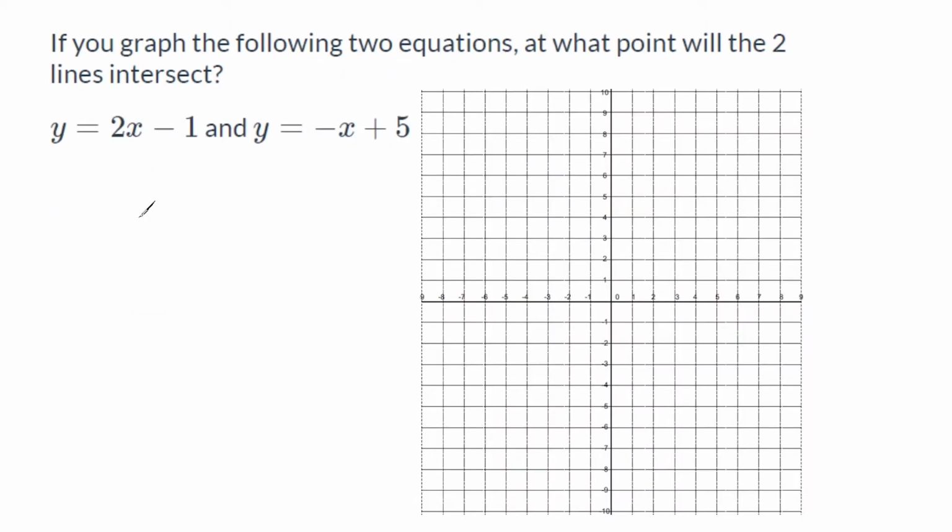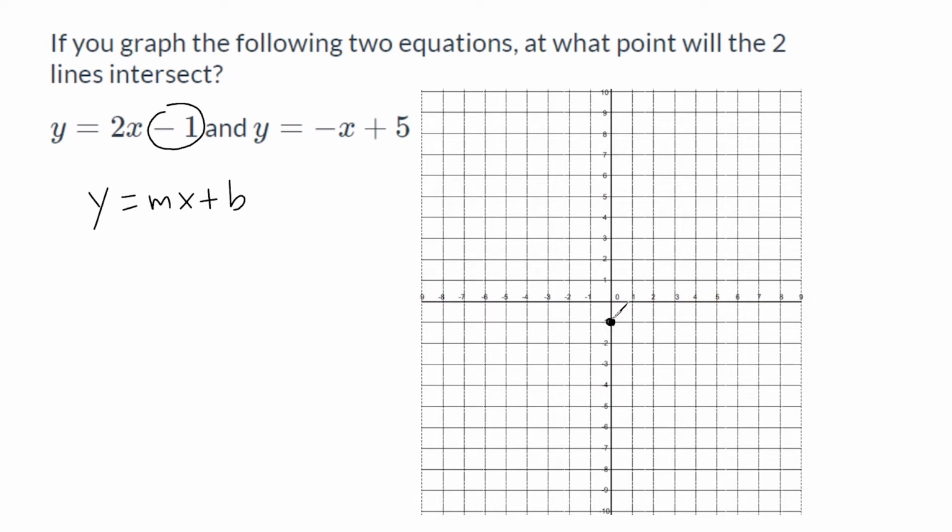All right, this problem is asking, if you graph the following two equations, at what point will the two lines intersect? So what we should recognize right away is that both of these equations are already in y = mx + b form. Now the very end of our equation indicates where our line is going to cross the y-axis. We call that the y-intercept. And for the first equation, that line would cross the y-axis at negative 1. So what we're going to do is make a point right at negative 1.